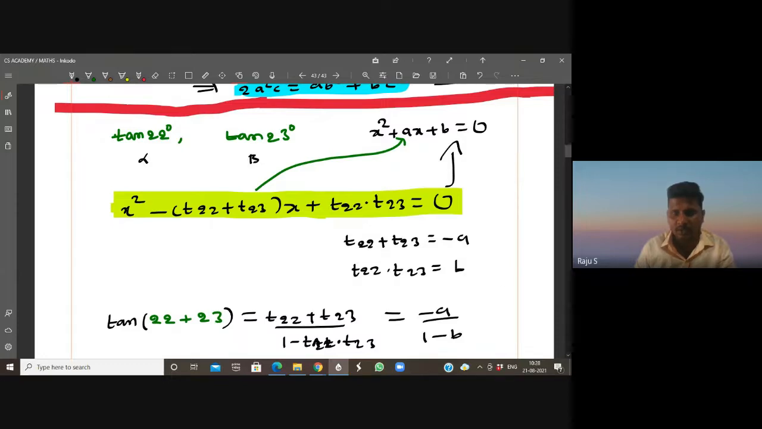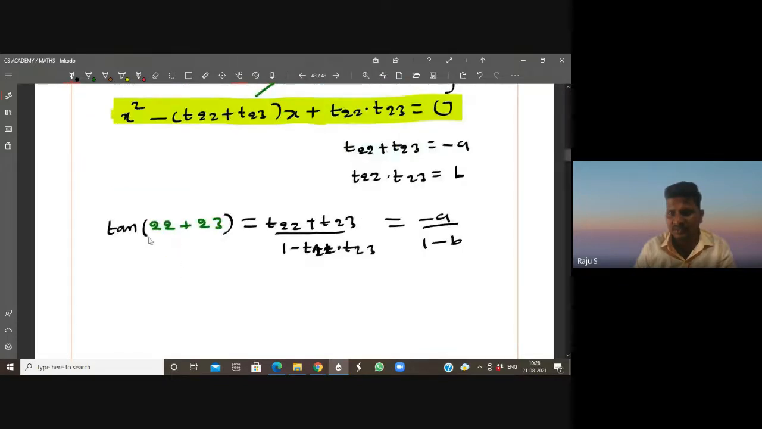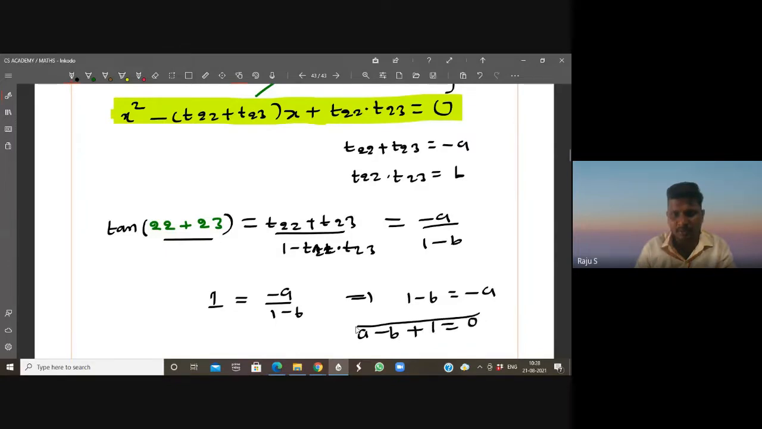So what is the left side, Amma? This is about the right side. Tan 22 plus 23, 45. Tan 45 is 1. 1 is equal to minus a by 1 minus b. Just cross multiply: 1 minus b is equal to minus a. When I take it to the left side, a minus b plus 1 is equal to 0. Got it?